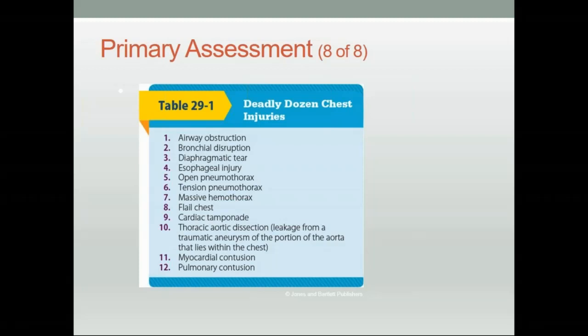When would you do that? You're going to do that after you've treated life threats and you're moving on down into that full secondary survey, that's when we're going to get a blood pressure in both arms. That's an important thing for us to do. Myocardial contusion, that's the bruise to the heart muscle itself, and then pulmonary contusion, that is to the lung itself. Deadly dozen, those are chest injuries that can be lethal to our patients.